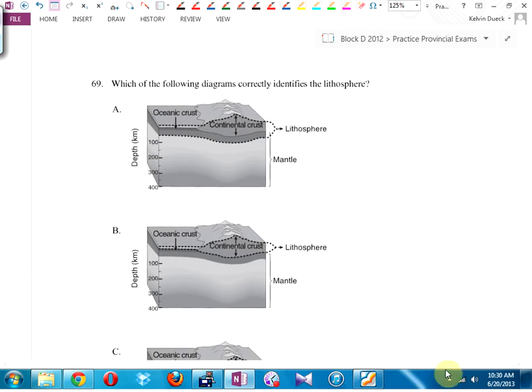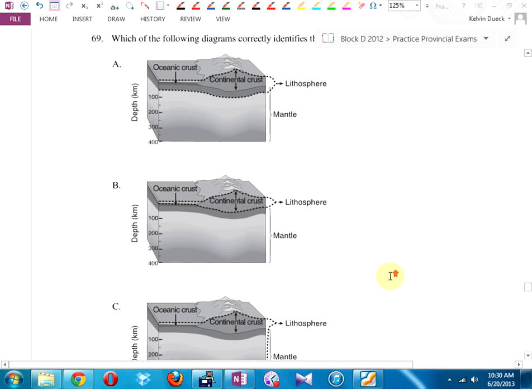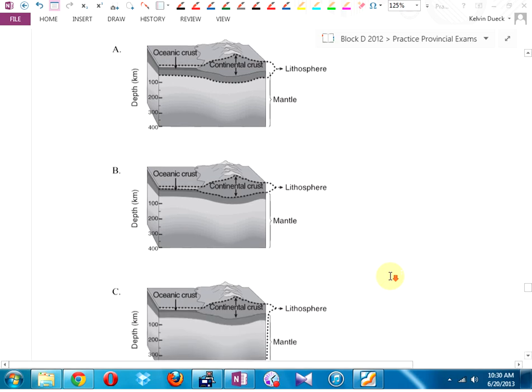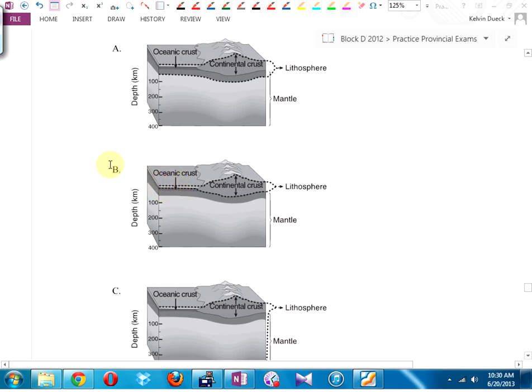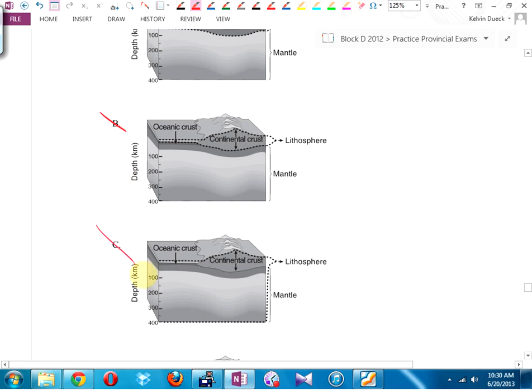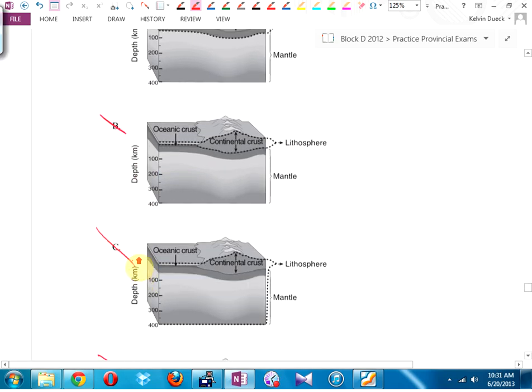Which of the following, did I hit record again? Yeah, I did. Which of the following correctly identifies the lithosphere? Which one is the lithosphere? Pardon me? Lithosphere contains the continental crust, the oceanic crust, it's the crust. So B is wrong because it looks like they're excluding the oceanic crust. C is wrong because we're including, what's that top layer of the mantle called, by the way? The asthenosphere, that one? The one that I can never say without spitting like crazy? So A.